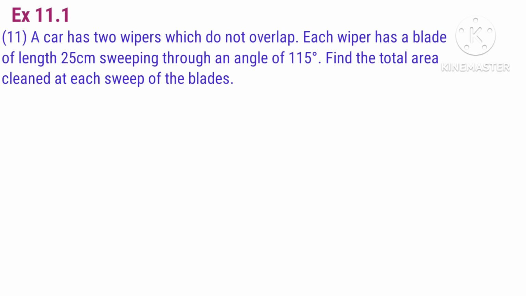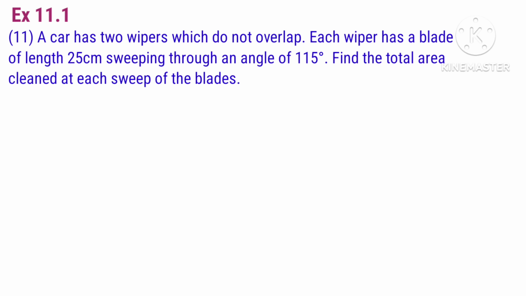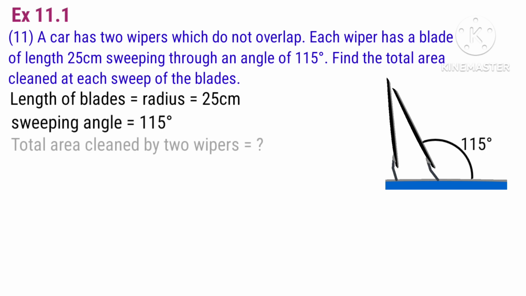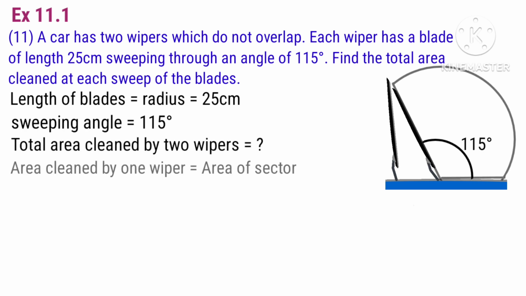We'll move on to our last question. The car has two wipers which do not overlap. Each wiper has a blade of length 25 cm sweeping through an angle of 115 degree. Find the total area cleaned at each sweep of the blade. So in this question they have given the length of the blade is 25 cm, so radius will be 25 cm. And the sweeping angle is given as 115 degree. So now we need to find total area cleaned by two wipers. So if you see this diagram, area cleaned by one wiper will be equal to area of sector.